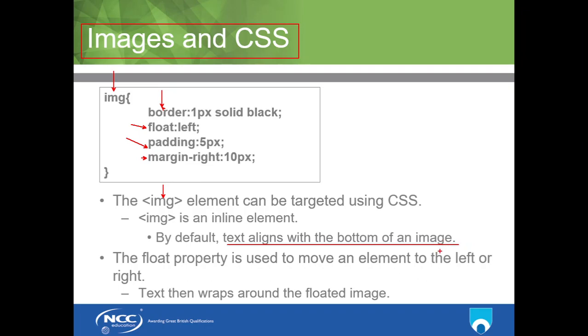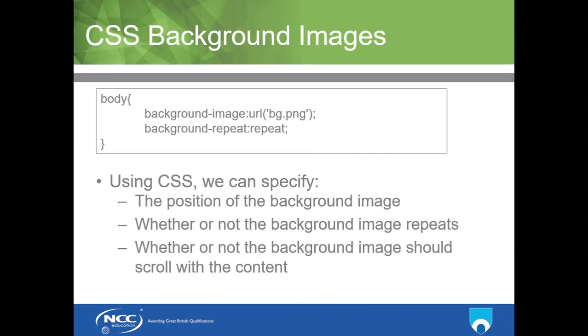Otherwise, you can use what you call the float property. This one here. Float, for example, left. So the float property will move this particular image to the left, for example, here. And when you do that, then the text will wrap around the floated image. So the text will wrap on the right because you have floated this particular image on the left. So anytime you want text to wrap around the image, you need to use the float property. So don't forget that.